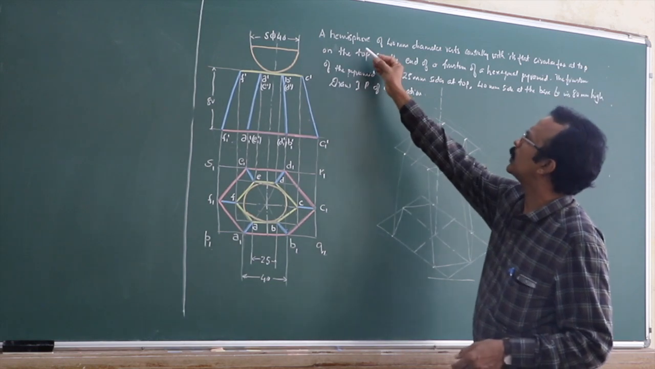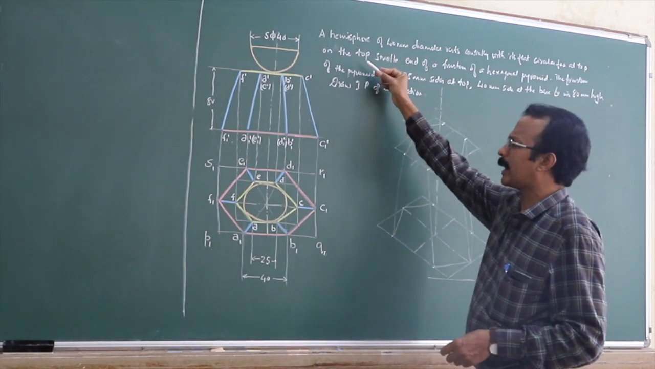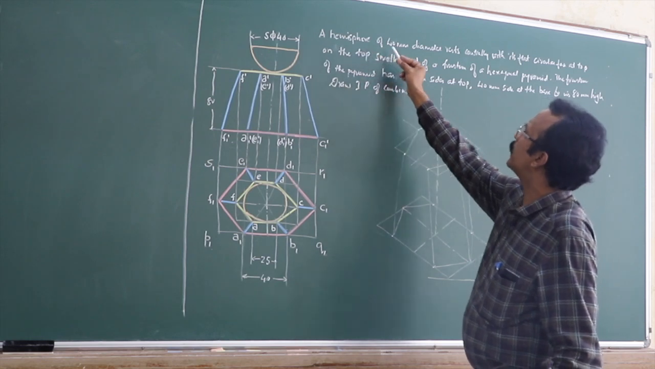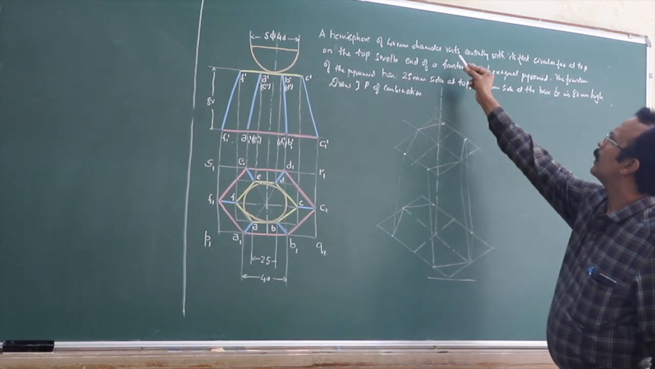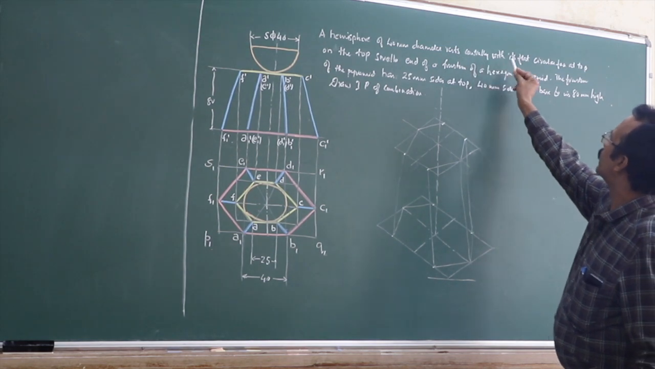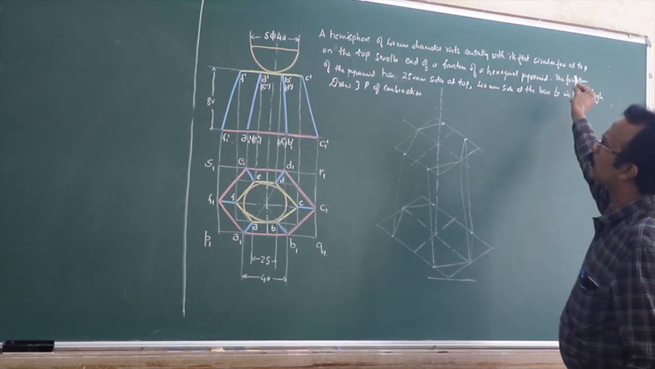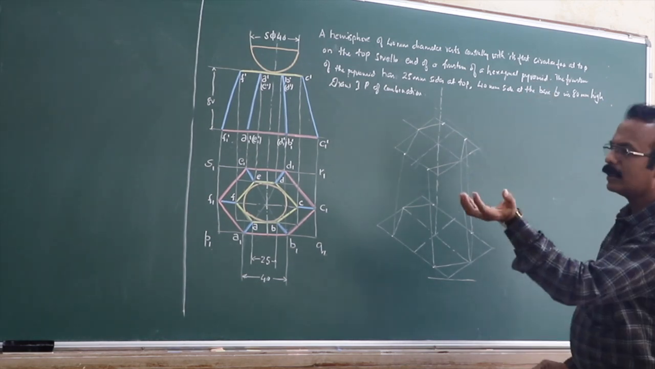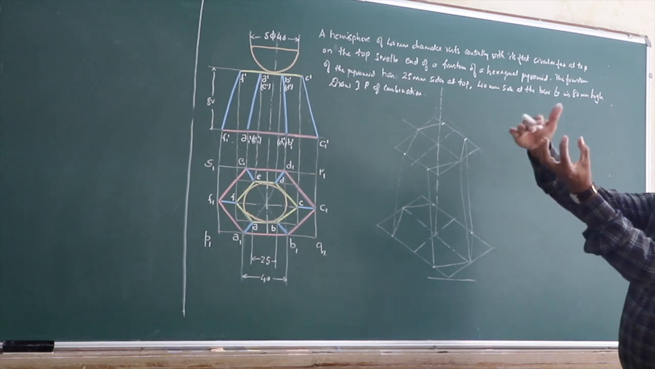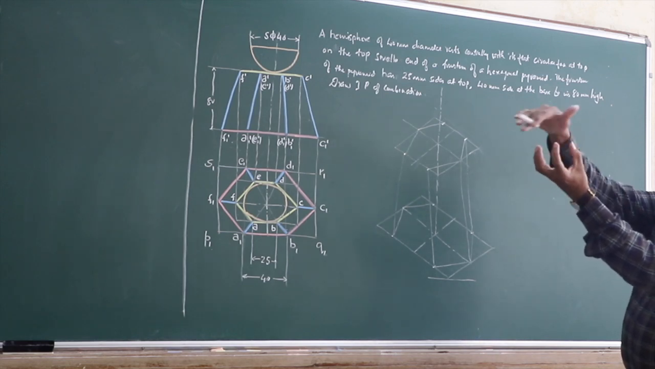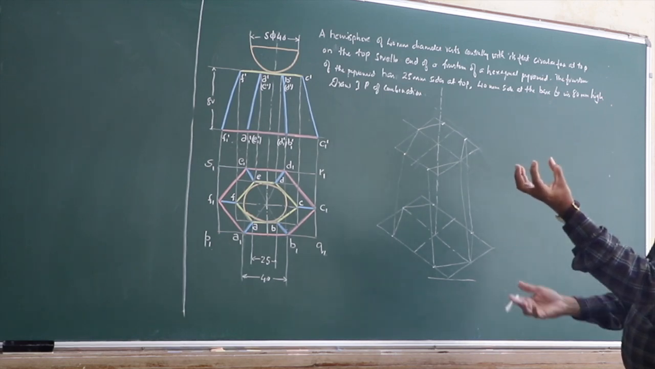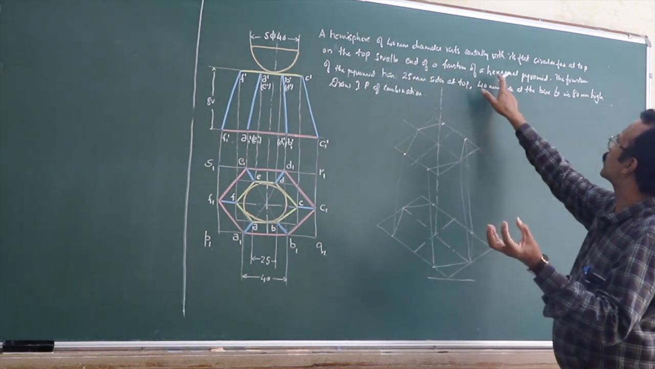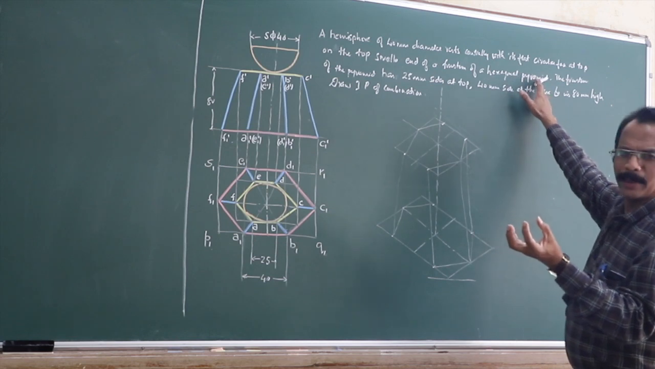A hemisphere, in your textbook it is actually a sphere, but I have made it a hemisphere. A hemisphere of 40 mm diameter rests centrally with its flat circular face at the top. On what is it resting? It is resting on the top smaller end of a frustum of a hexagonal pyramid.